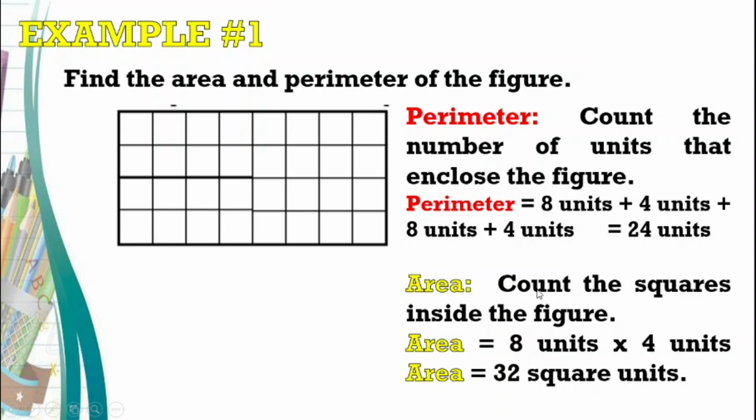Then for the area, you just multiply the length and the width. So the length is 4 units, 1, 2, 3, 4. And the width is 1, 2, 3, 4, 5, 6, 7, 8. So 8 multiplied by 4, the answer is 32 square units. So that would be the answer for area.